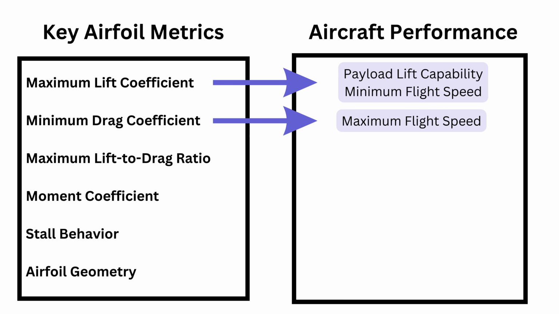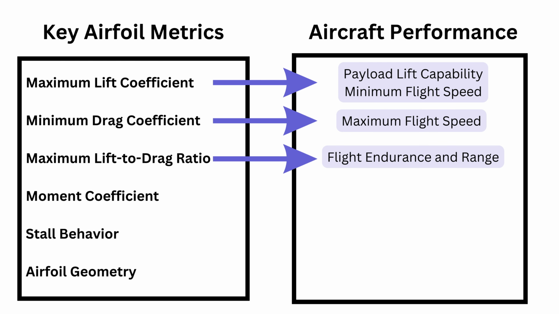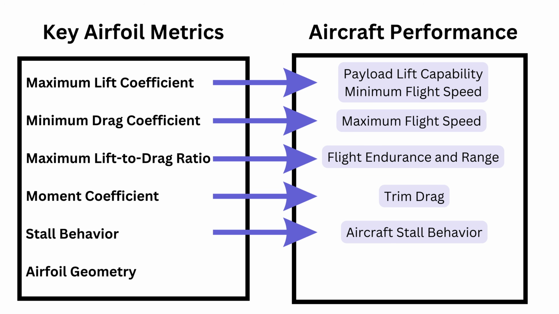Therefore, airfoils with lower CD-min will allow the aircraft to fly faster. The maximum lift to drag ratio measures the aerodynamic efficiency of the airfoil. Higher L over D max will increase the aircraft's flight range and endurance, as well as improve its glide ratio. The moment coefficient measures the magnitude of the pitching moment, and therefore the amount of trim drag needed for the airfoil. The shape of the stall curve indicates how predictable a stall is. Generally, a gradual stall curve is preferable because it offers more forgiving characteristics, allowing pilots to better anticipate and manage the stall when it occurs.